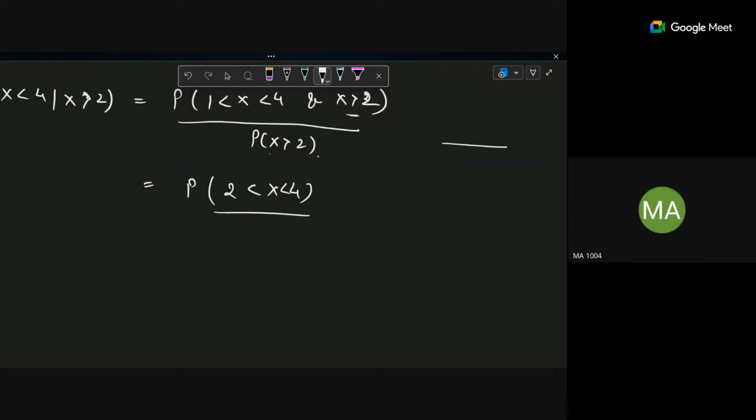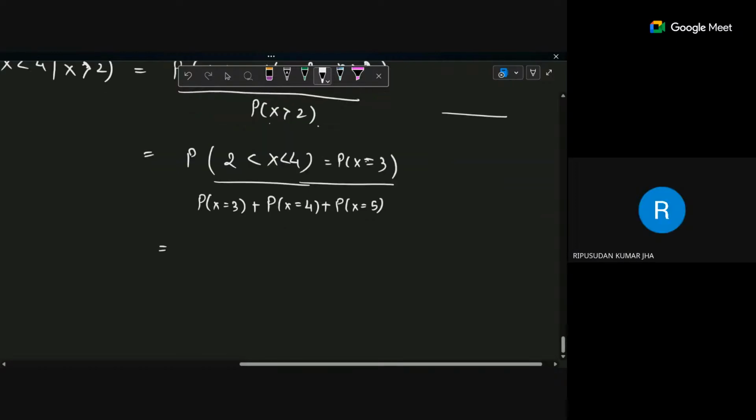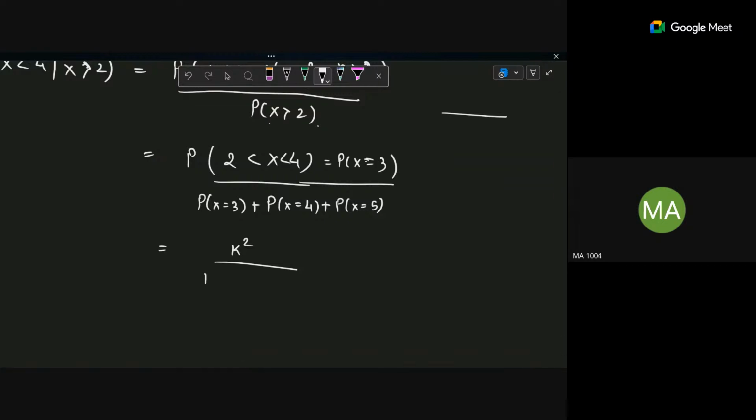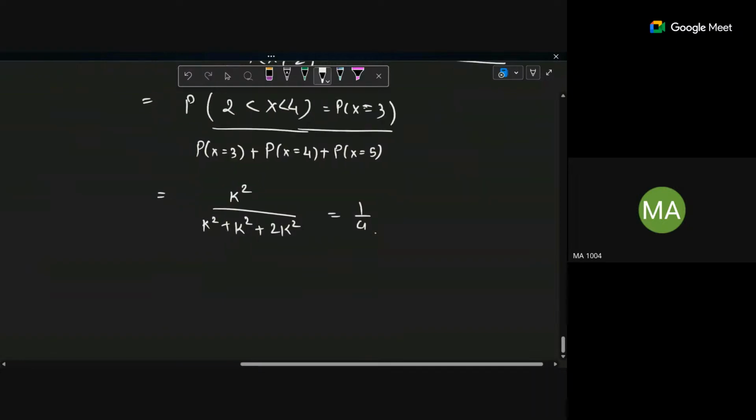What about x greater than 2? It's nothing but the probability that x is 3, plus 4, and 5. And this one is probability of x is equal to 3. How will you work with that? From the PMF table. The PMF is k square upon k square plus 2k square, so nothing but 1 by 4. Okay, fine.